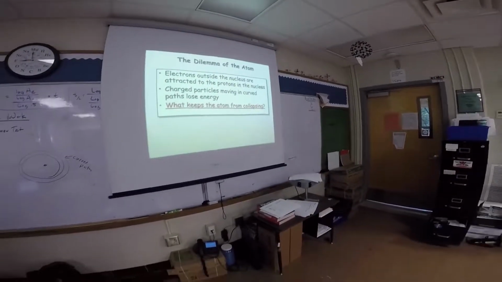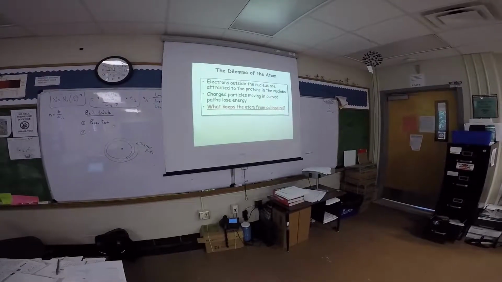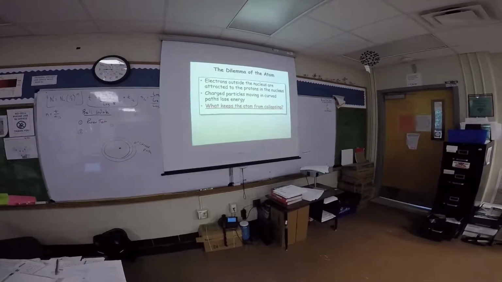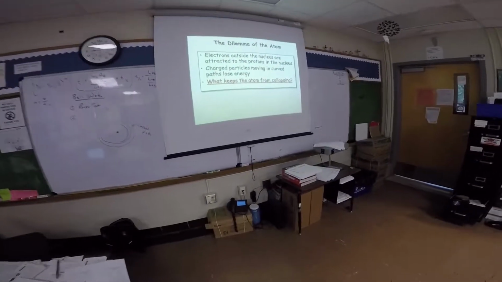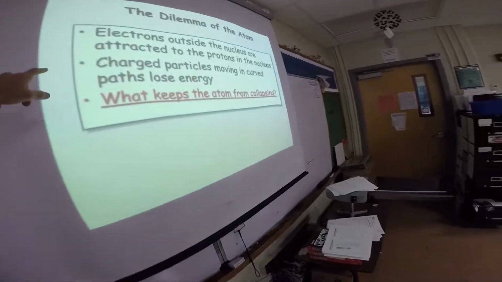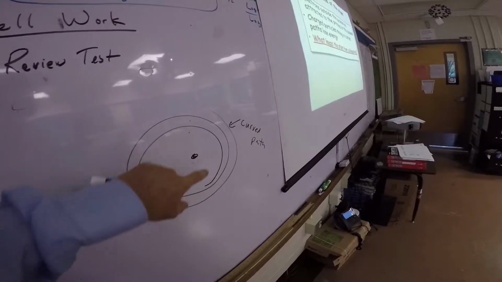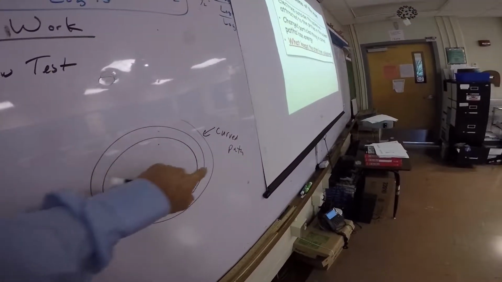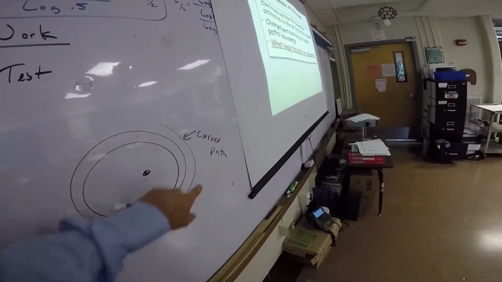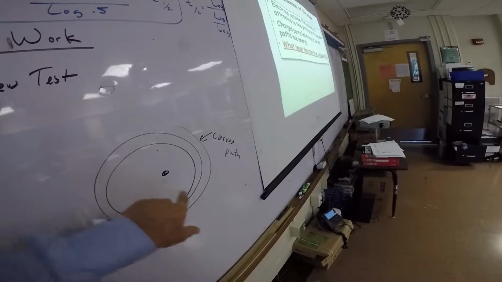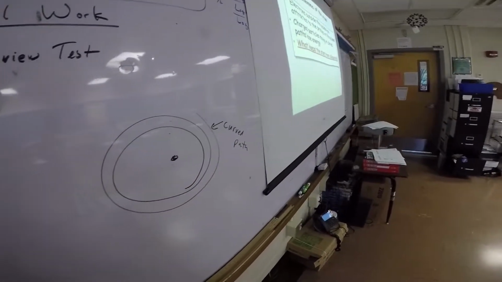So Ernest Rutherford's model was considered to be the planetary model, and the dilemma of the atom is what proved the planetary model incorrect. The big point is right here: the charged particles moving in a curved path. You can see here we've got a curve. This would be the planetary model, like this is the sun and the earth is rotating around. Everybody clear? That's what Ernest Rutherford thought in the gold foil experiment.